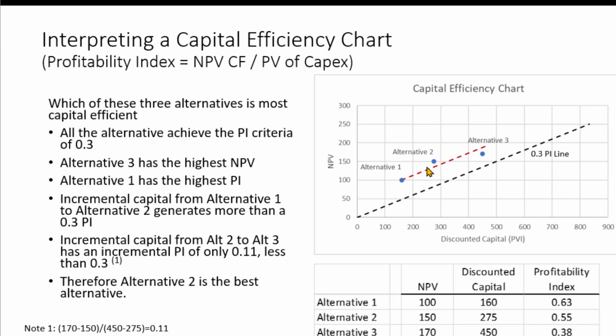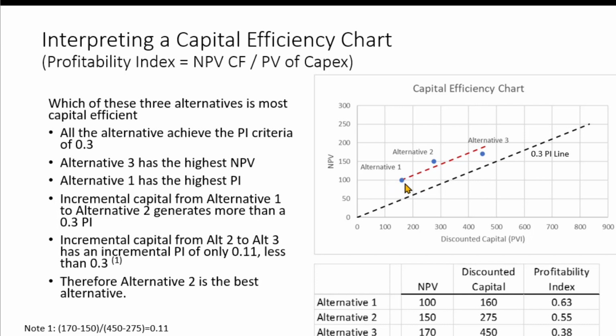Now, the profitability index, we need to define a criteria or a hurdle rate for that. I've picked a 0.3 PI line, and that's represented by this dashed line. And you'll notice that when the capital is 500, I need a 150 NPV to get a 0.3 PI. So that would suggest that when I'm comparing alternatives 1, 2, and 3, anything above this line is more than 0.3 DPI, and that's what's reflected down here.